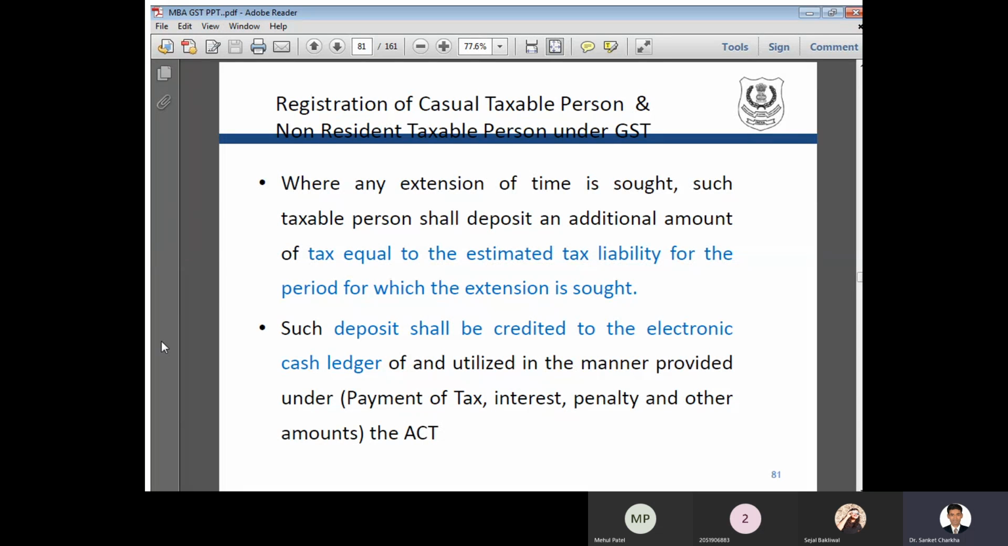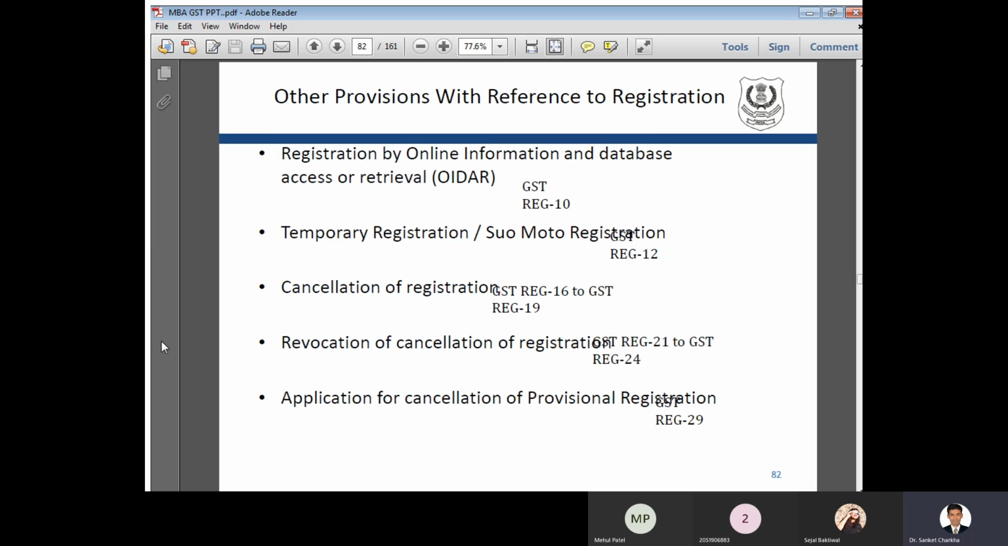Registration of casual taxable person and NRI, that is non-resident individual person. Where any extension of the period is sought, such taxable person shall deposit an additional amount of tax equal to the estimated tax liability for the period for which the extension is sought, and such deposit shall be credited to the electronic ledger, to be utilized in the manner of payment of tax, interest, penalty and other amounts under the Act. So in this way all the information regarding the debit and credit has to be provided in an effective way.